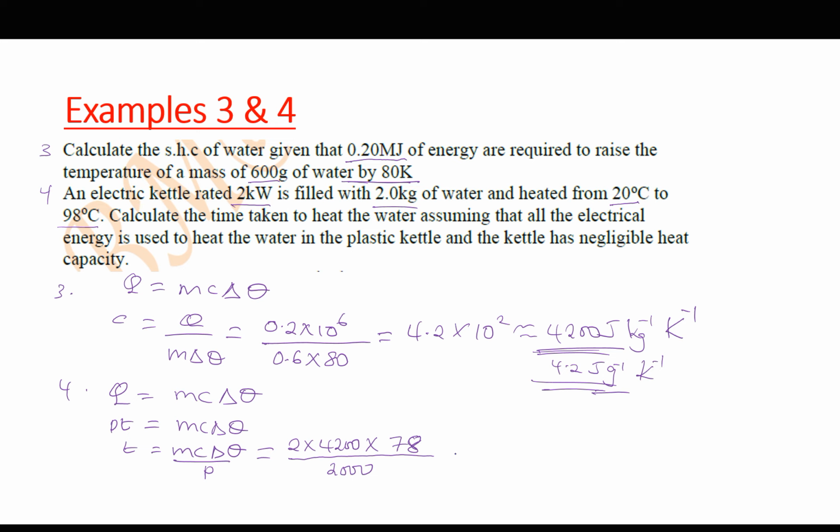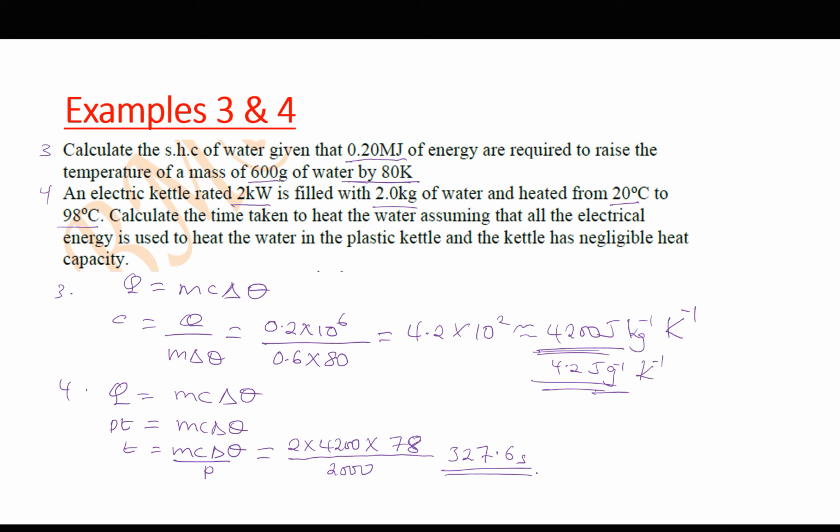So it means this is going to take 327.6 seconds. So that would be the time taken to heat the water, assuming that all the electrical energy is used to heat the water in the plastic kettle, and the kettle has negligible heat capacity. I think those are enough examples.